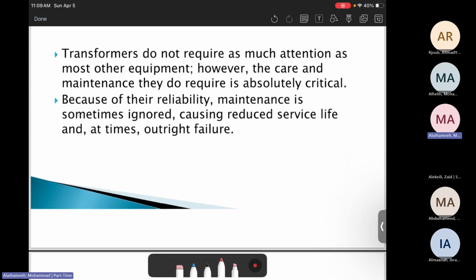The transformers don't require as much attention as the other equipment, but we need to make sure to do the regular maintenance and extra care regularly. Otherwise, it is not very critical. The problems of the transformers are not common. The common problems are those associated with other electrical equipment. If you assume everything is okay with the transformer, the design is fine, you will not see a big uncertainty.